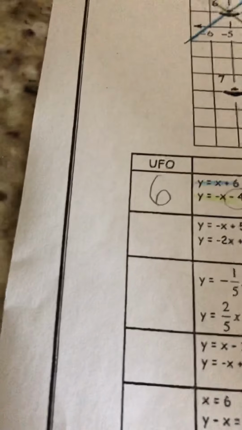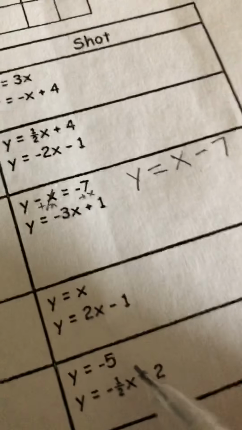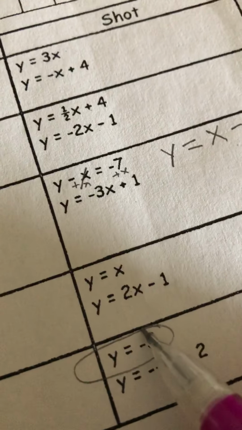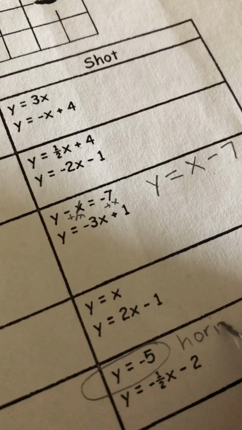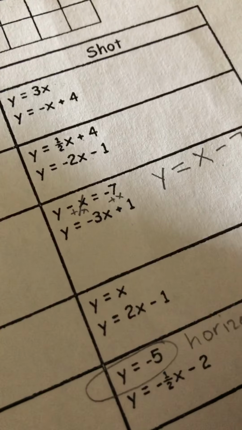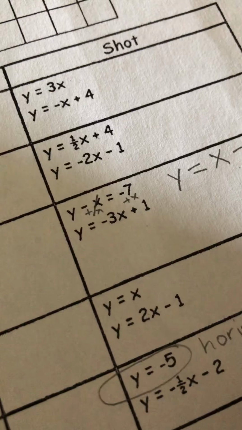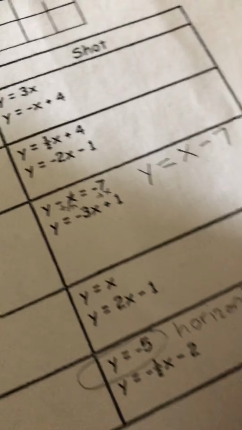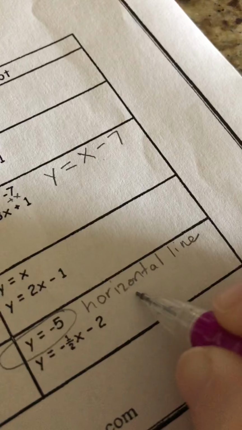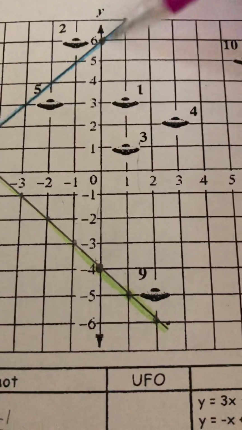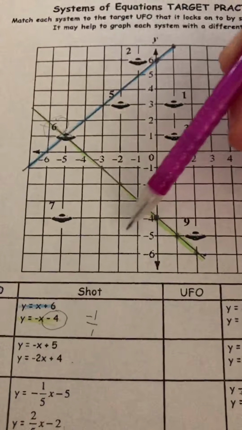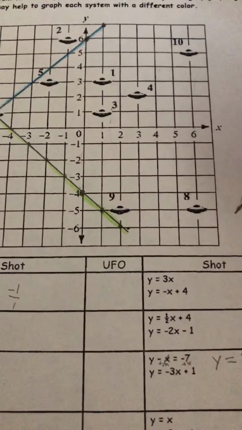Do we have any y equals numbers? Yeah, we have a y equals over here. So this y equals -5, that's going to be your horizontal line. And that's going to go through the y-axis at -5. So that would come up here, and you'd look at your y-axis. It's just going to be a horizontal line that's going straight through -5.